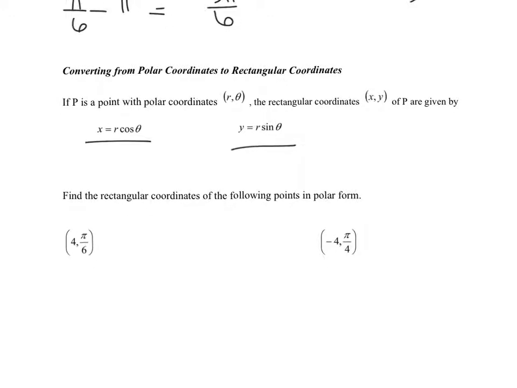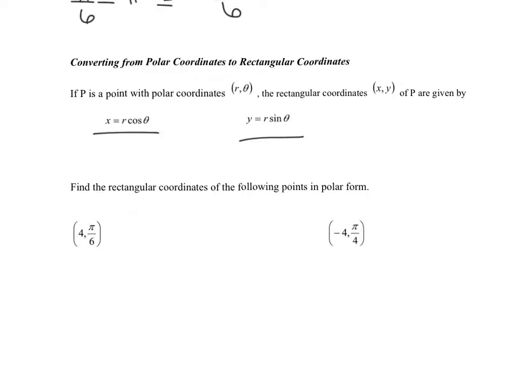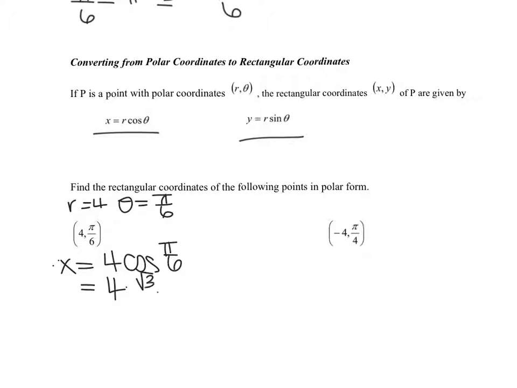So we want to find the rectangular coordinates given a point in polar form. We have the point (4, pi over 6). So r is 4, theta is pi over 6. To find our x value, we're going to do 4 times cosine of pi over 6. It is going to be useful to have your unit circle here so you know how to evaluate. Cosine of pi over 6 is radical 3 over 2. When I multiply these, I can do the division first, and 4 divided by 2 is 2. So we get x equals 2 radical 3.